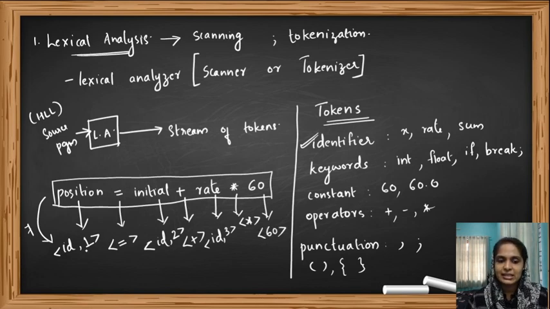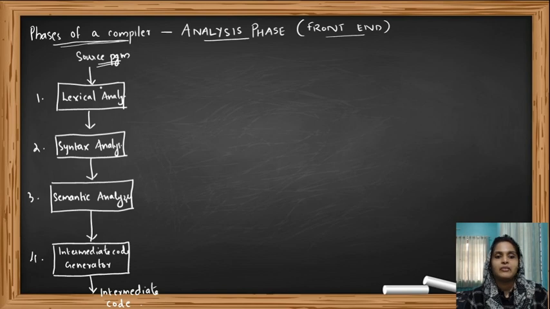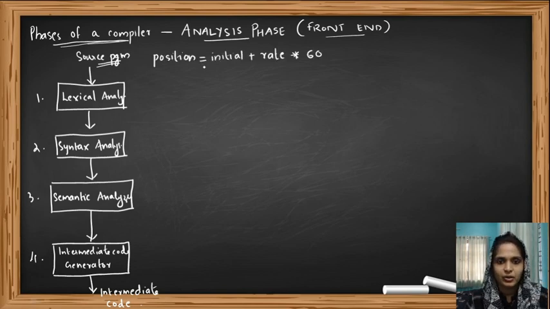So here we can see that only those identifier values we are writing as id, and we are giving the attribute value, that is, it is pointing to the position of this token inside the symbol table. So that's like a pointer to the symbol table. Thus here we can write a source program position equal to initial plus rate into 60.